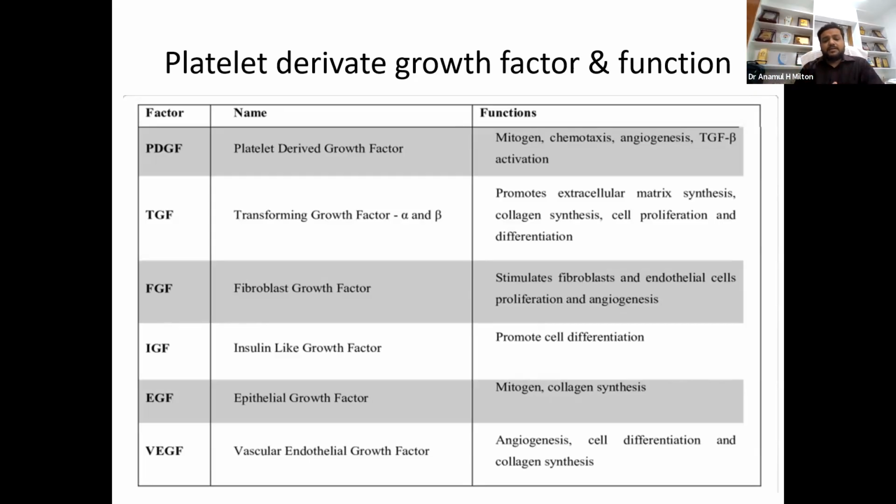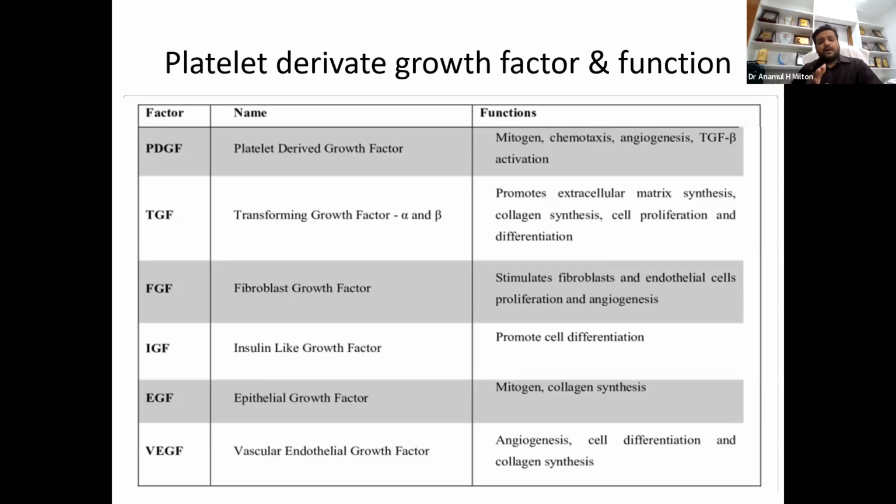And there is another thing called the fibroblast growth factor that helps the stimulation of the fibroblast and endothelial cell, which promotes angiogenesis and also proliferation. Endothelial proliferation and angiogenesis also. And insulin-like growth factor also promotes the differentiation of the cells, and epidermal growth factor helps especially in collagen synthesis, when we have given it for osteoarthritis of the knee and other things. And vascular endothelial growth factors help with angiogenesis, cell differentiation, and collagen synthesis.